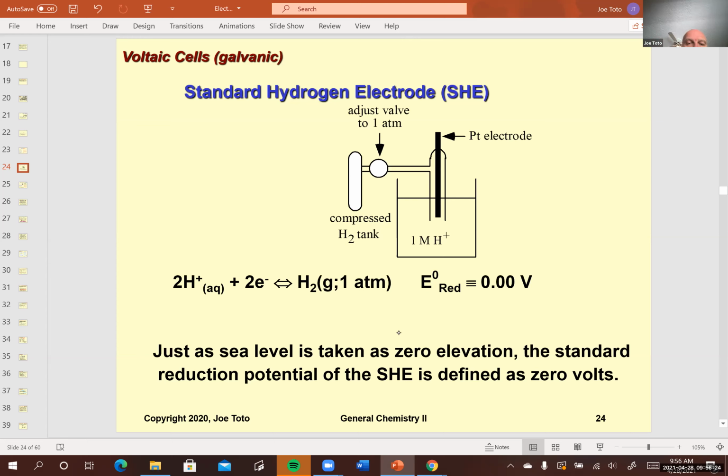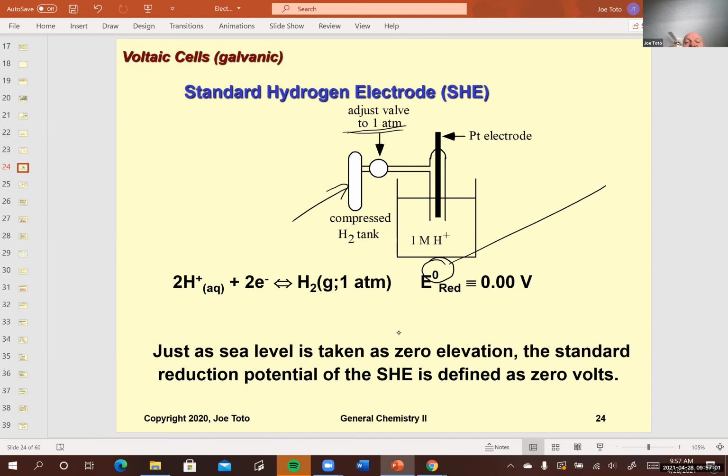We have some tank of compressed gas with a valve that's built to make sure that there's 1 atmosphere maintained, because we want to do all of these experiments under the same conditions. So when we measure all these half cells up against the standard, it's under standard conditions, and that's what the superscript 0 on this E reduction value signifies.